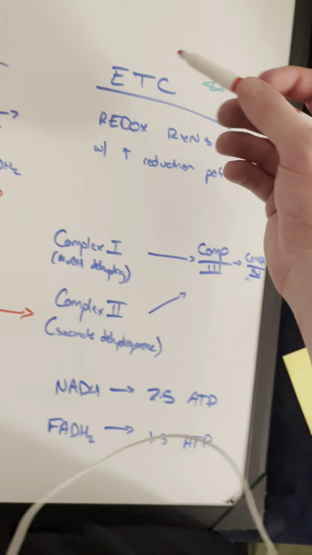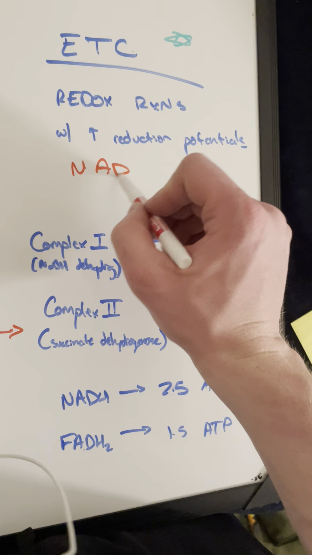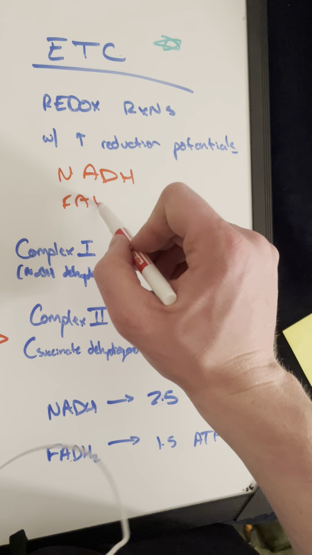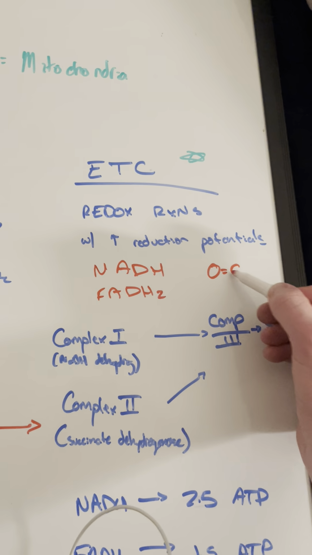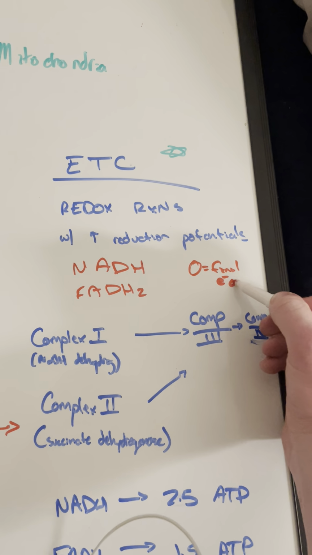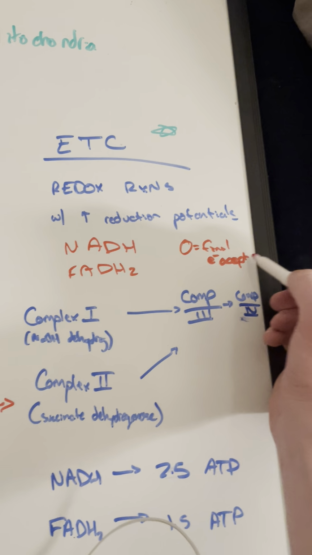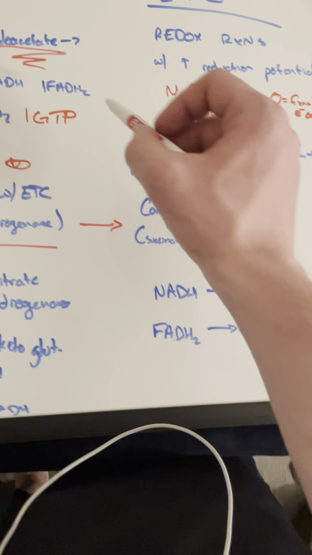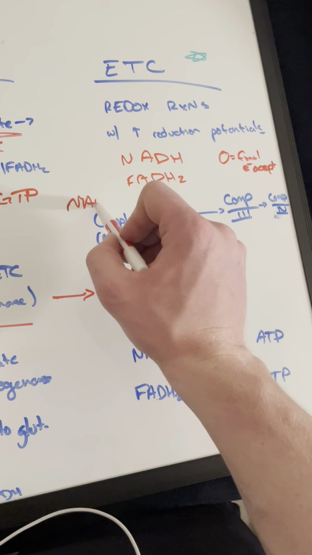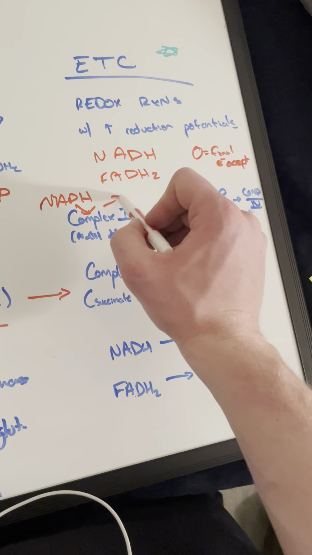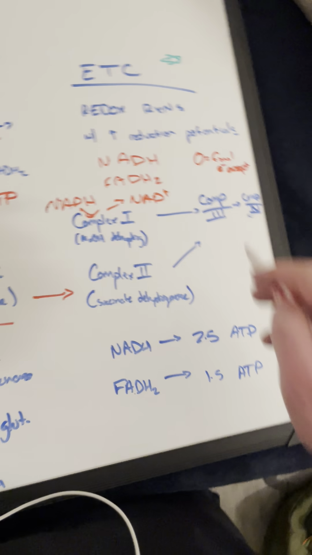Then, with all of these NADHs and the FADH2, we're going to go through a series of redox reactions with increasing reduction potential, with oxygen being the final electron acceptor. Pretty much that NADH is going to go from PDC and Krebs, right? NADH is going to come here, and then it's going to become NAD plus again. And that's going to go to complex 1.